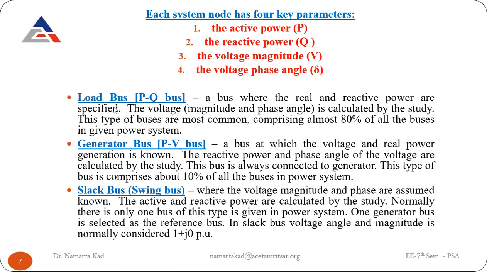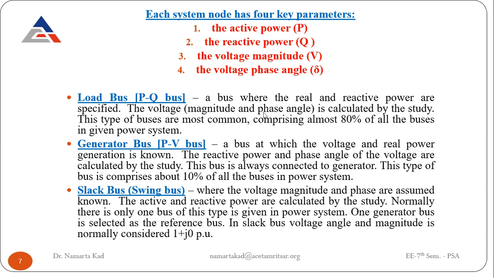One is the load bus, which you also call the PQ bus. Another is the generator bus, which you also call the PV bus, and another is the slack bus or swing bus. Now in the case of the load bus, or the PQ bus, it is a bus where real and reactive power are specified. As we know, P is the symbol for real power and Q is the symbol for reactive power. So in the load bus, P and Q are specified. P and Q are given. P and Q are known to us.